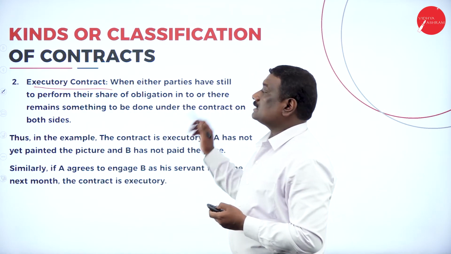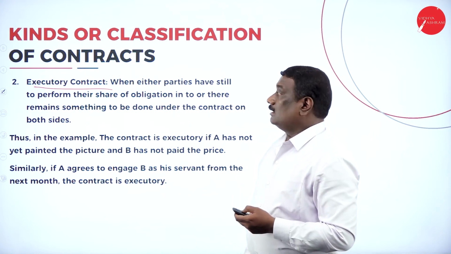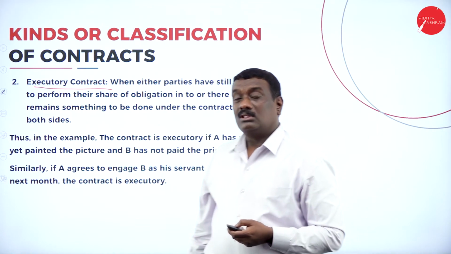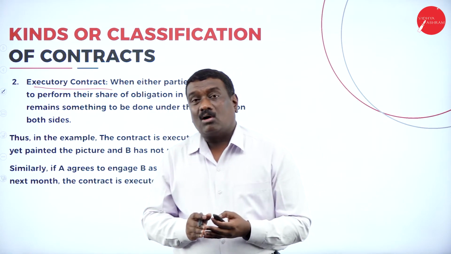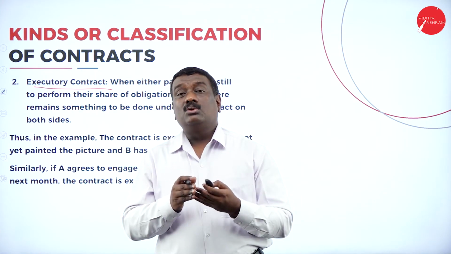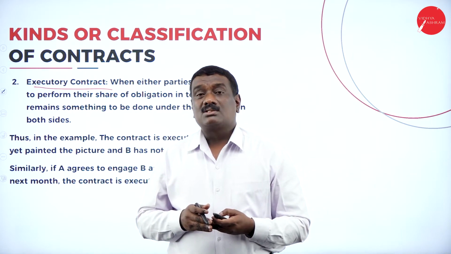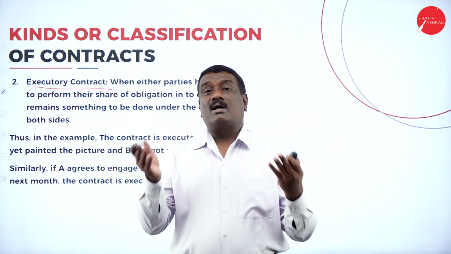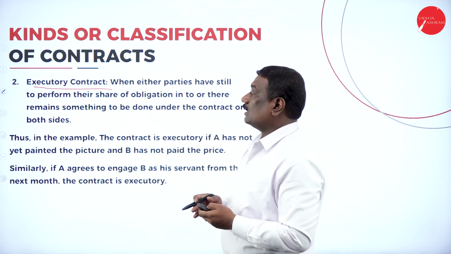So when either party has still to perform their share of obligation, and there remains something to do under the contract, so there is some pending obligation, or they need to do their part of obligation, or it has to be completed. That particular obligation has not been completed by either of the parties of the contract, and that particular contract is called the executory contract.